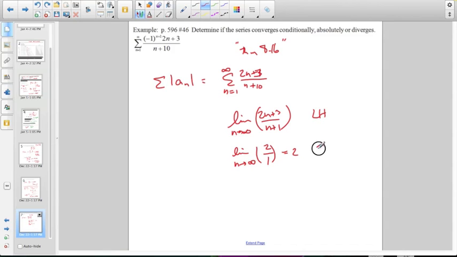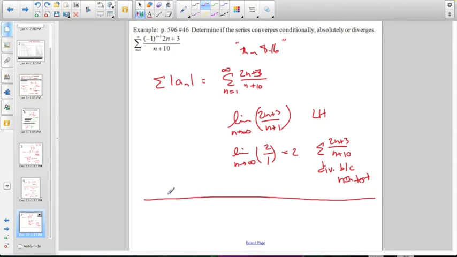And so we know that the series of 2n plus 3 over n plus 10 diverges because of the nth term test. So we know the absolute value form of this series diverges. So kind of like the last example, we can't go after absolute convergence. The best we could possibly do is conditional convergence. So let's go ahead and look at the series now with the alternator. Basically we're just doing this test if we don't get convergence up here.